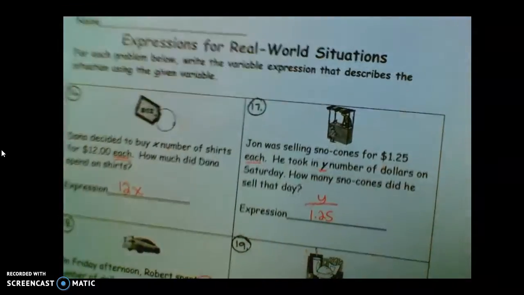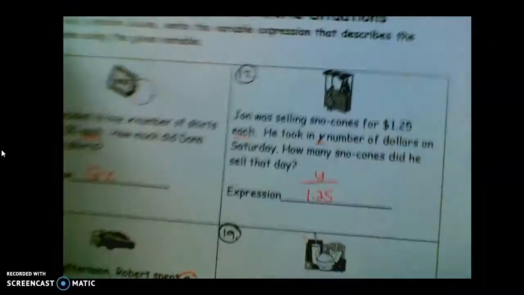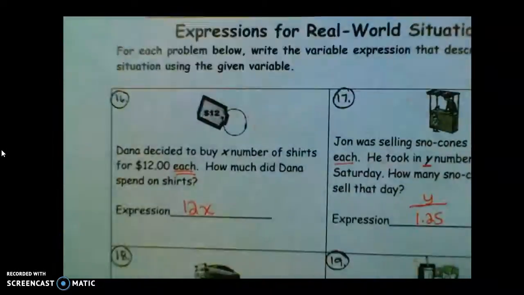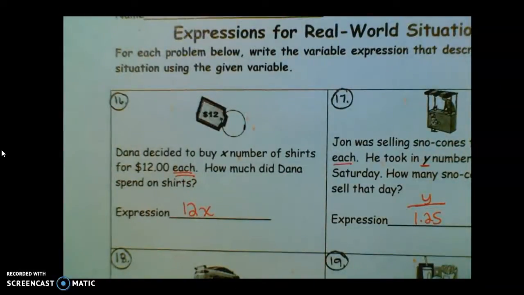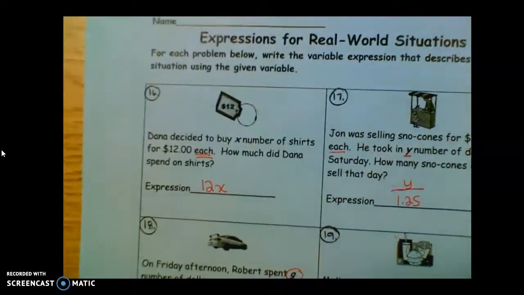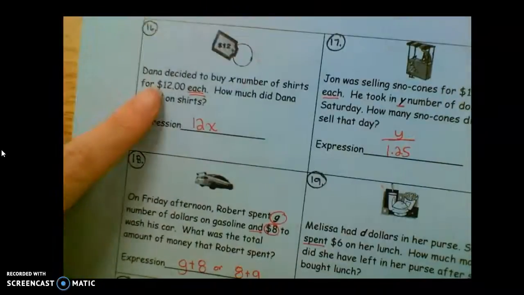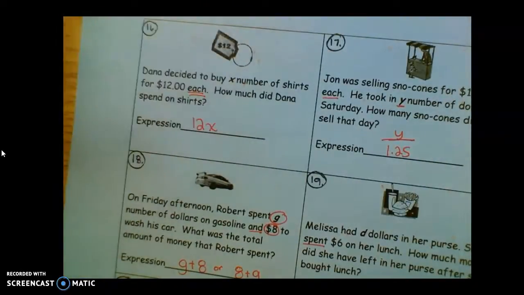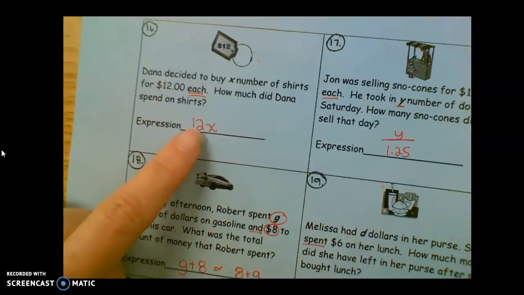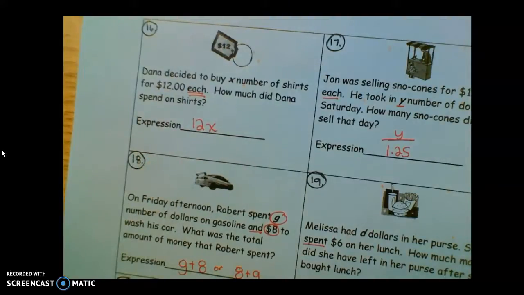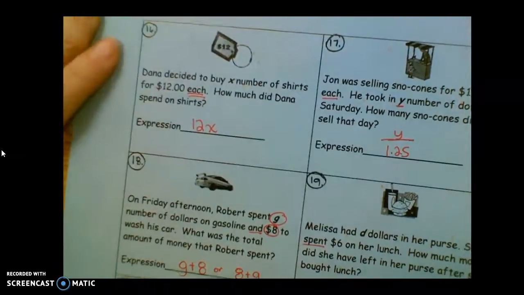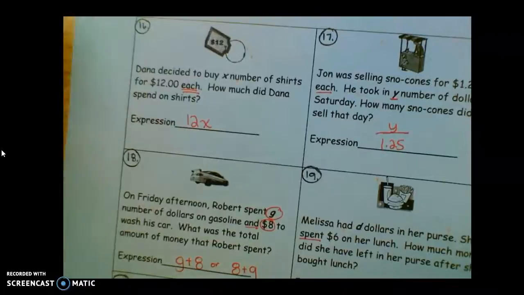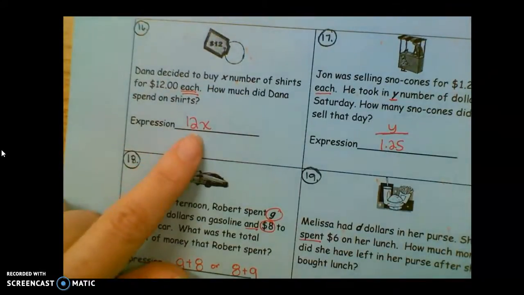On the back, kind of culminating all of the different types of expressions, and this is what we're going to be doing more of today. So if it's 12 each and he bought x amount of them, we could figure out the price by doing 12 times x. If you did 12.x, I will accept that today, but as algebraians, we want to be as efficient and use the least amount of characters and symbols as possible. So this is the best answer.